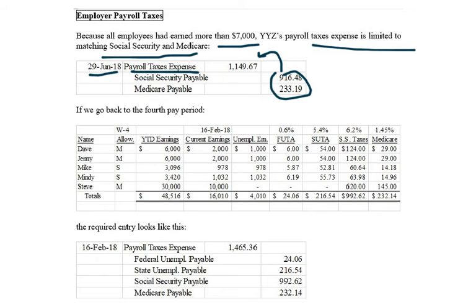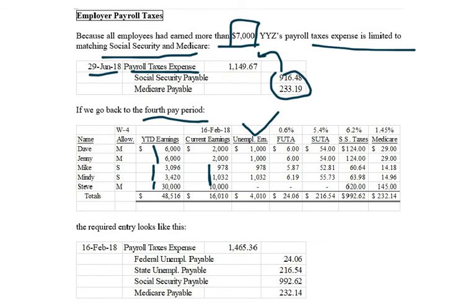So what I did to reinforce this ceiling idea, the $7,000 ceiling on unemployment, is I went back to the 4th pay period of the year to show what's going to happen in that time frame. At this point, we had only paid out 3 pay periods, so it was $6,000 each to Dave and Jenny. Total wages to Mike and Mindy varied, so those numbers are $3,096 and $3,420. And Steve's first 3 payrolls were each $10,000. So we have current earnings, same as before: $2,000, $2,000, $978, $1,032, and $10,000. Again, the numbers here are just made up for those employees.